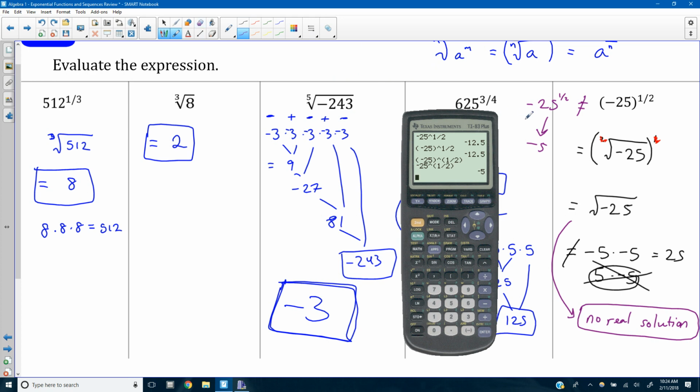Likewise, if I want to write this one into its root notation, I would leave the negative on the outside. Negative square root of 25. This is negative 5, because square root of 25 has a value of 5, and then you take the opposite of it. The one we're looking at, though, is no real solution, and that would be the answer to that one.